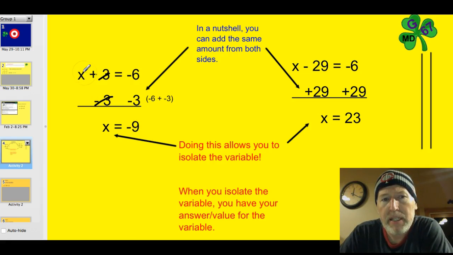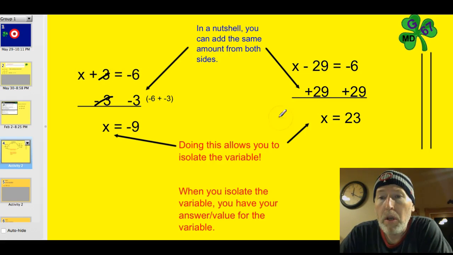Let's see if it makes sense. Negative 9 plus 3 is a negative 6. Yeah, it makes sense. All right. Over on this side, x minus 29 equals a negative 6. Well, I have minus 29, so to get rid of that minus 29, I add 29. If I add 29 to this side of the equation, I have to add 29 to this side.